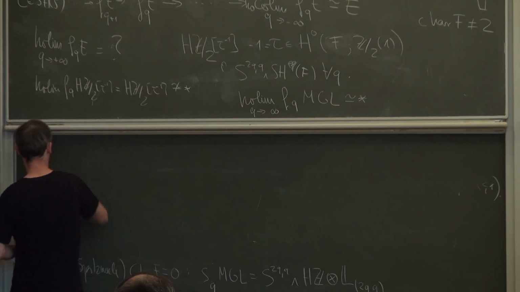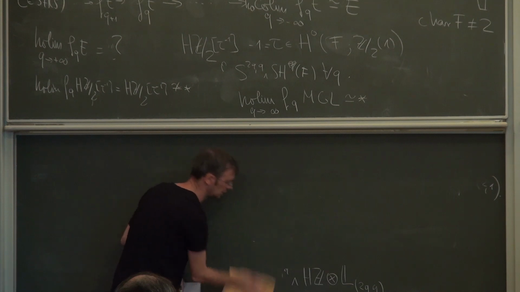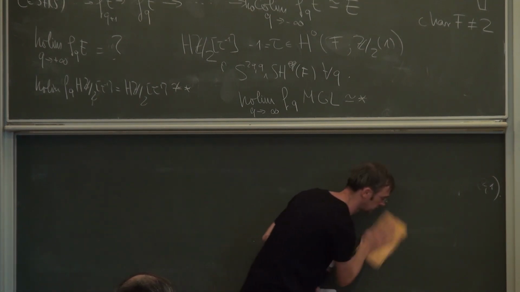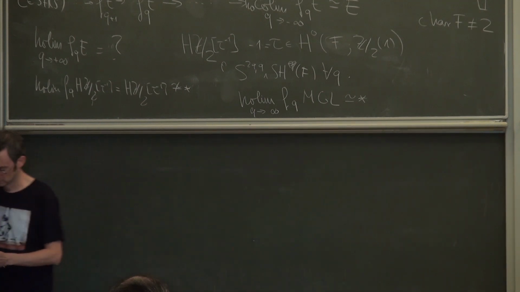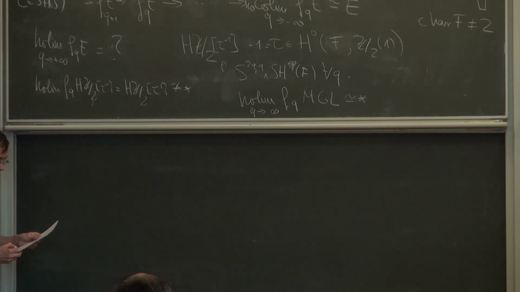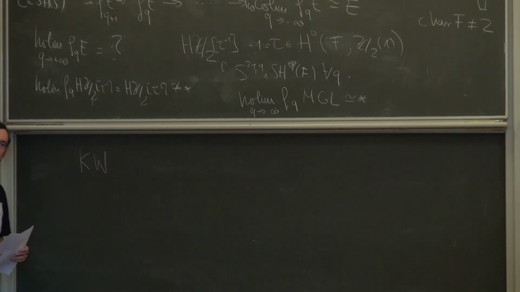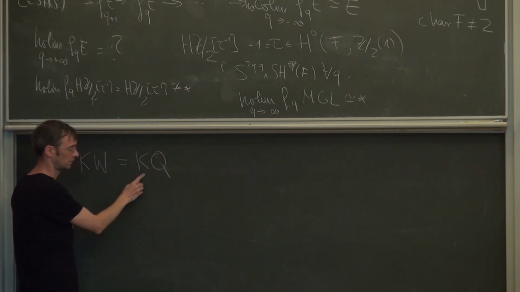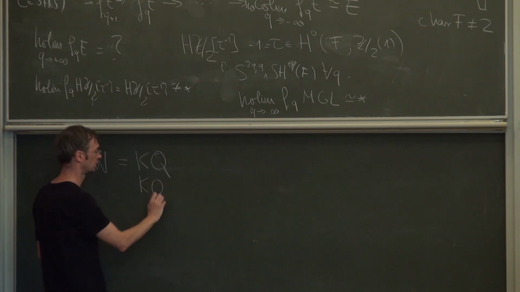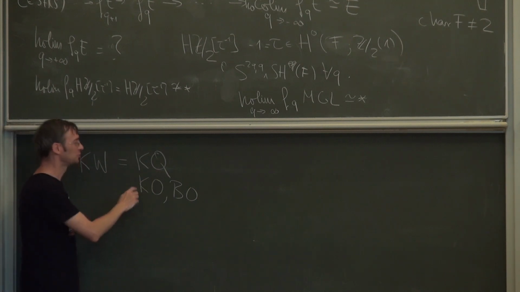But for example, let me give you another example. This is a spectrum which was already on the board yesterday in Jonas Schlling's talk. You can describe it as the Hermitian K-theory spectrum. Some people prefer to call it KO or even BO. It has several names, and this name is disliked by many people. I still use it.